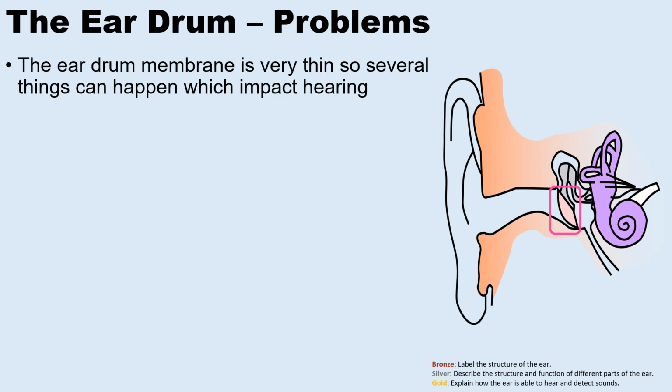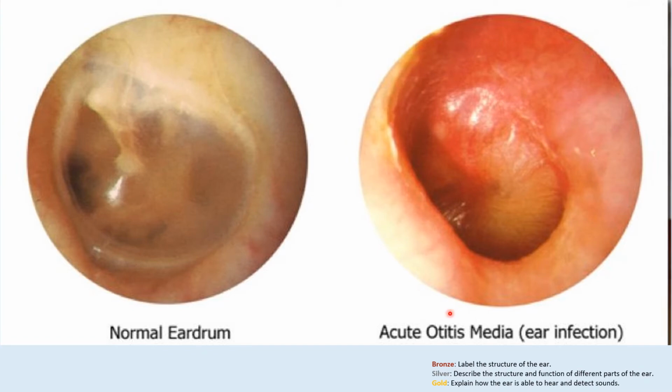the eardrum, as we know, is a very thin membrane, so several things can impact the hearing, especially if it's damaged. Here's an example. So this is an ear infection. This is what your normal eardrum would look like. So it's nice and clear, you can see through it, and it just looks very healthy. And then you've got this one. So see, it's very inflamed, it's very red up here, and it's got like a yellow tinge to the eardrum itself. So that shows a fluid buildup behind it. So that is an ear infection.